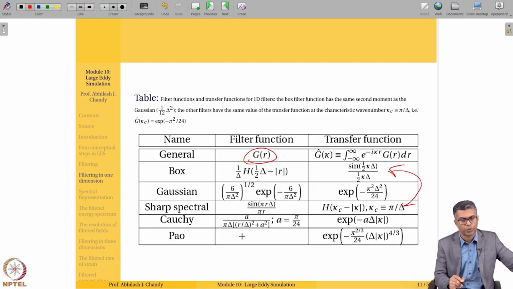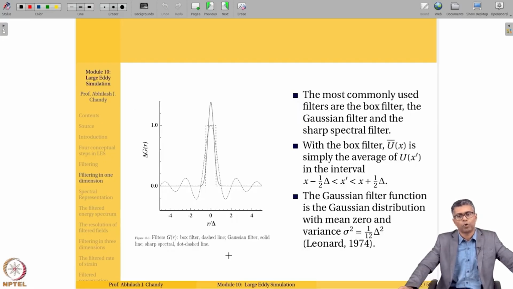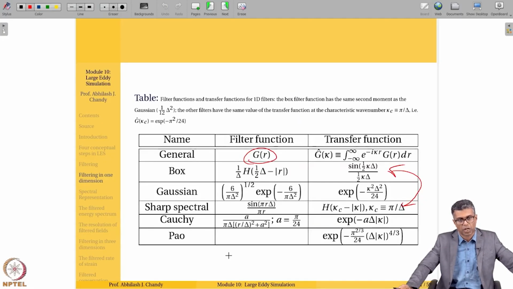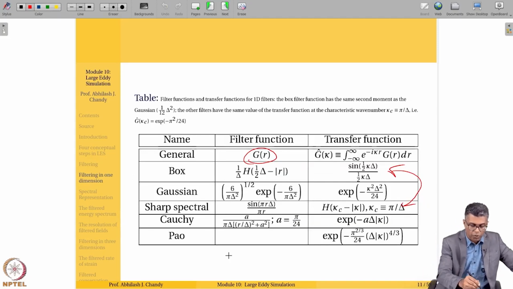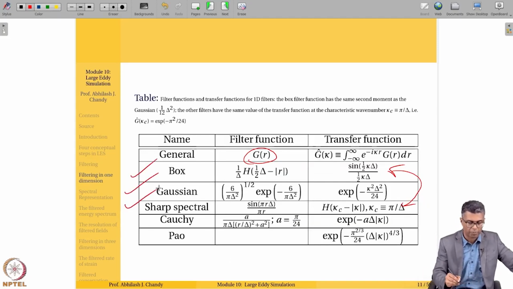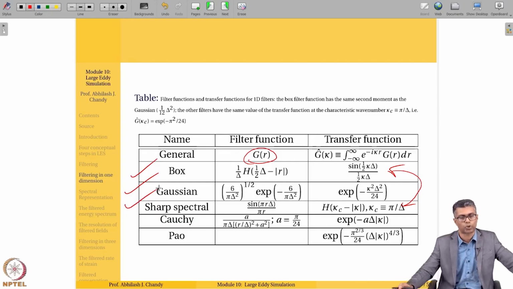Then you have a Cauchy filter, which is not used as often. So you will have a over this function here, and the transfer function is an exponential function. Then you have a power filter, which is only applied in spectral space, and it does not have an equivalent filter function. So these are some examples of filter functions. The most commonly used are the box filter, Gaussian filter, and the sharp spectral filter. So these 3 are the most commonly used.